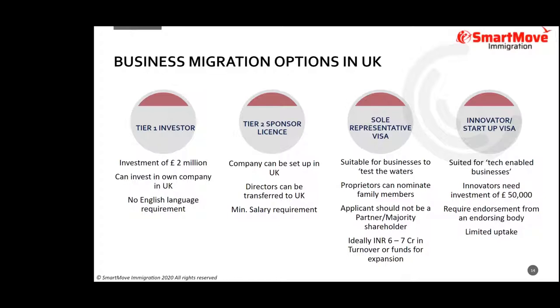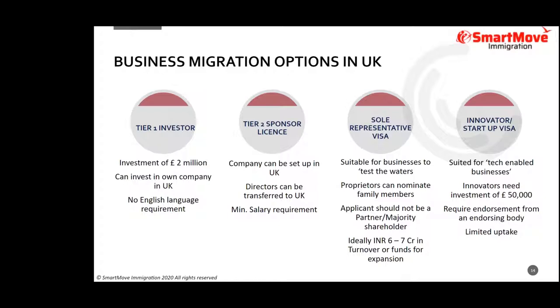Any PR visas for UK? There aren't any at the moment. If you're going tier two general, then you would get permanent residency after 5 years under that route. Sole representative is also permanent residency, and tier one investor is also permanent residency. But you don't have anything like a point-based system like you have for skilled migration in Canada.